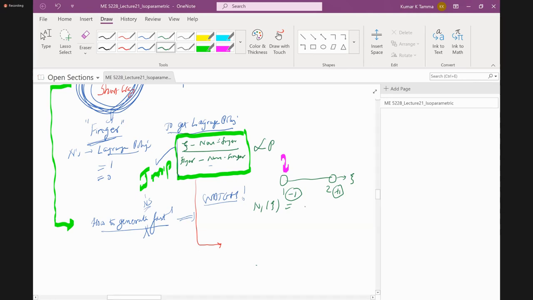Xi minus the non-finger 1 divided by the finger minus 1 minus the non-finger minus 1. This is equal to 1 minus Xi over 2. At Xi equal to minus 1, this is 1. At Xi equal to plus 1, it is 0. That's the Lagrange polynomial. Do you understand what I just said? Yes or no?